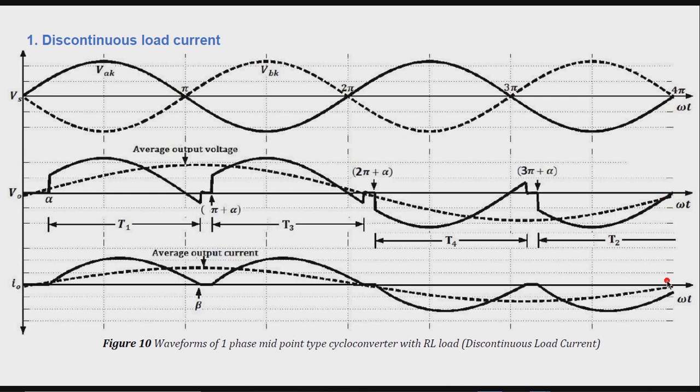Here, T1 is triggered again for the next half cycle in the same sequence. In this manner, two positive half cycles of the load voltage and load current, and two negative half cycles of the load voltage and load current, are generated as shown in this waveform. So the output frequency of the voltage and current is equal to half of the supply frequency, or we can say f0 is equal to fs by 2.